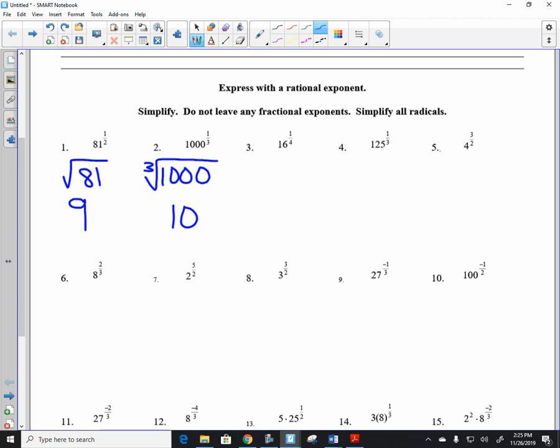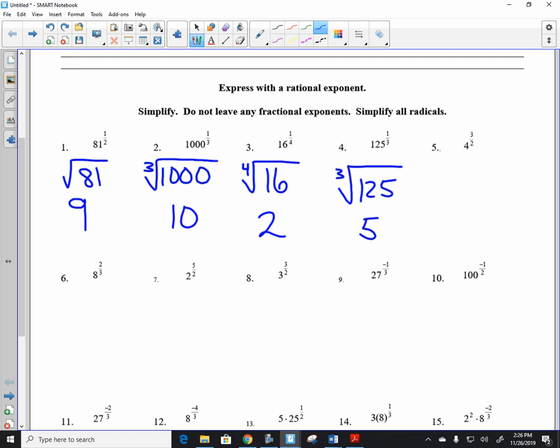16 to the 1/4. That would be the 4th root of 16. What number do you multiply by itself 4 times? Multiply 2. 125 to the 1/3. That means the cubed root of 125, which is 5. What's different about number 5? Yeah, you don't have a 1 up top there.